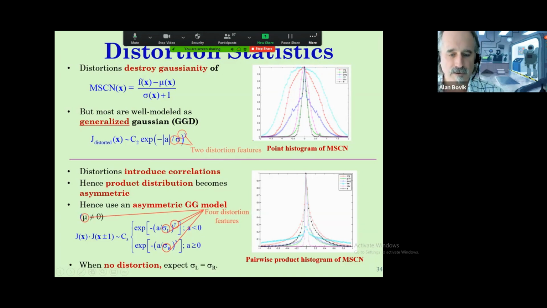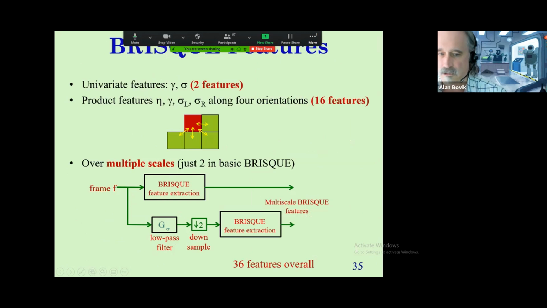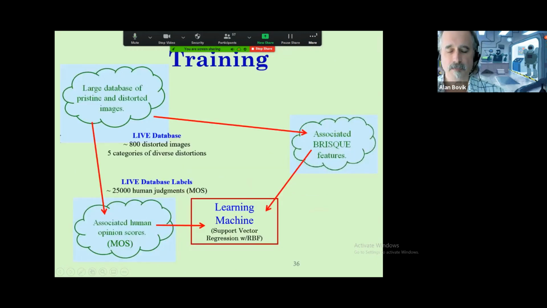We've got 2 univariate features, 4 distortion features, and we can do this in a few directions. These 4 features, we just use 4 orientations, keep things simple. That's 18 features under our Gaussian scale mixture model. We do this over 2 scales, meaning we do it on a frame, and then we downsample it, low pass downsample, and then we do it again, which gives us 36 features. We could use more frames, but at the time we just used a couple.